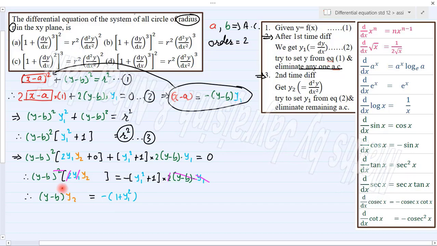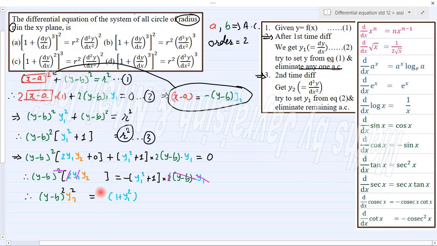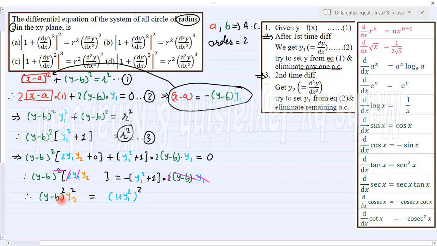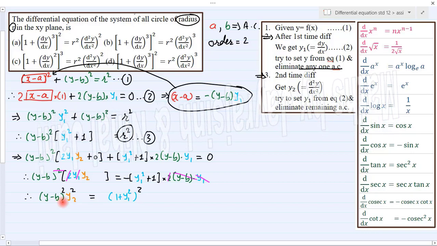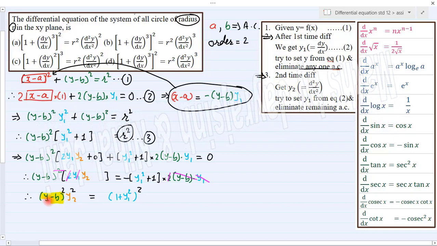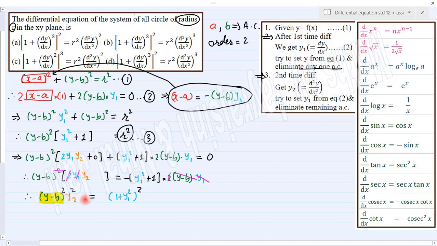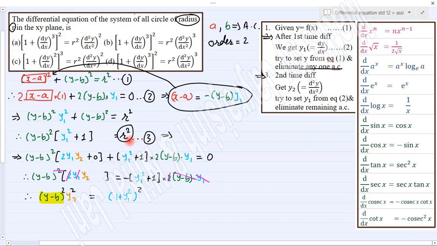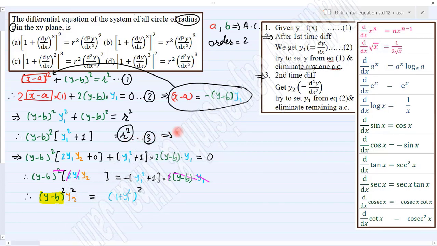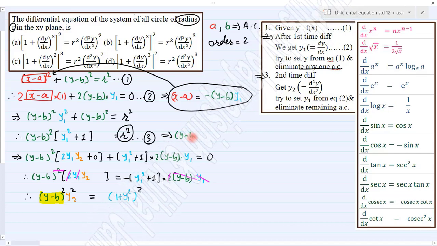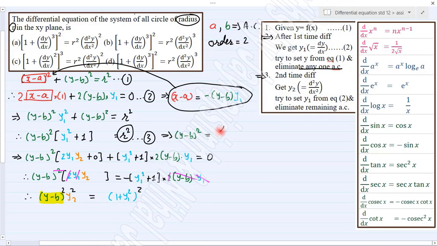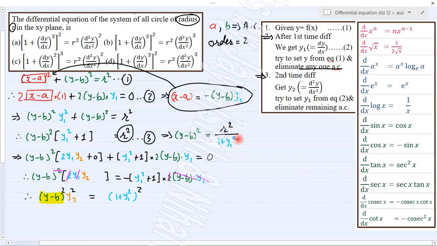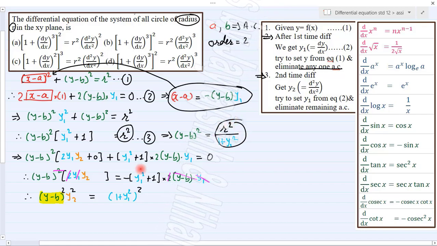Now if we square both sides, we will get the whole square of (1 plus y1 square). Now to get the final form of the differential equation, we have to eliminate our last arbitrary constant, which is y minus b, and for that we are going to use our previous equation, which is equation number 3. From equation number 3 we can say (y minus b) the whole square is equal to r square upon (1 plus y1 square). Now let's substitute this value.